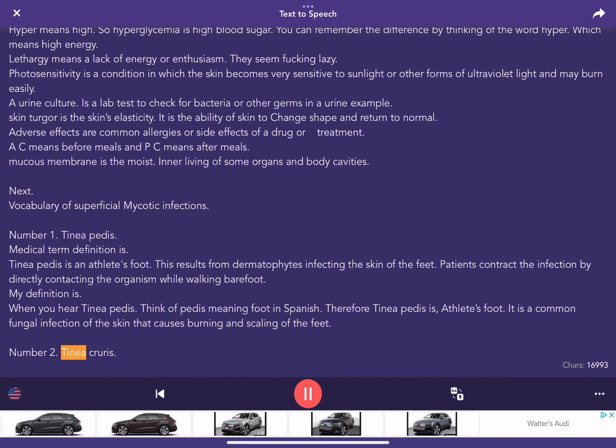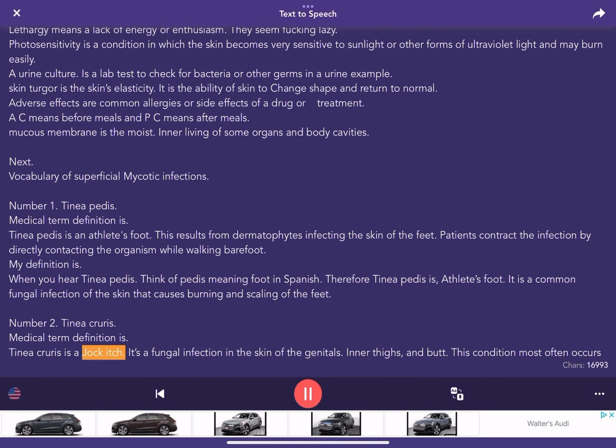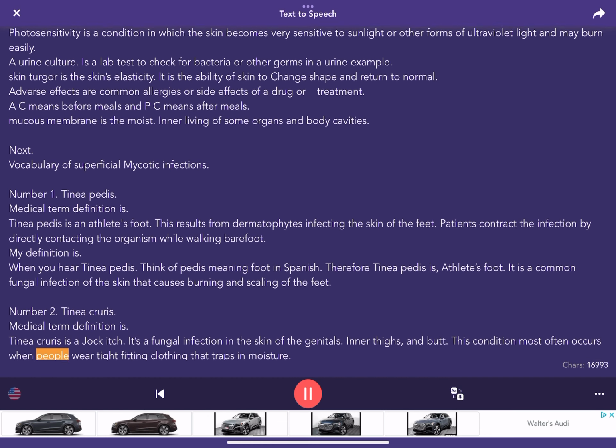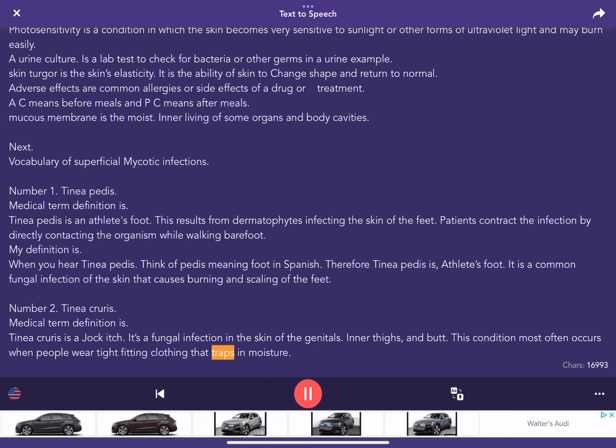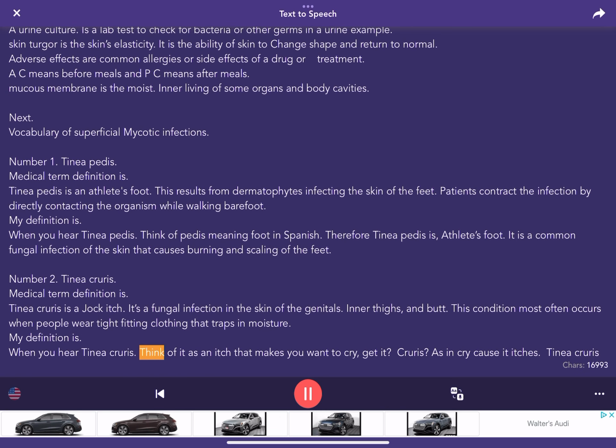Number 2. Tinea cruris. Medical term definition is, tinea cruris is a jock itch. It's a fungal infection in the skin of the genitals, inner thighs, and butt. This condition most often occurs when people wear tight-fitting clothing that traps in moisture. My definition is, when you hear tinea cruris, think of it as an itch that makes you want to cry. Get it? Cruris? As in cry because it itches.